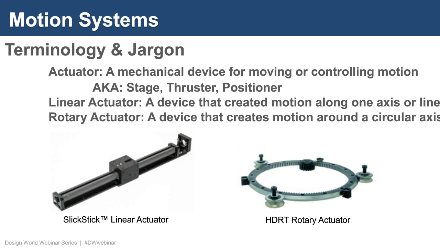And of course, there's some terminology and jargon associated with those. An actuator, the definition there, is a mechanical device for moving or controlling motion. Some other companies might call that a stage, a thruster, or a positioner. There's two different types as well. They're not always linear. They can also be rotary. So a linear actuator is a device that creates motion along one axis or along a straight line. A rotary actuator is a device that can create motion around a circular axis.